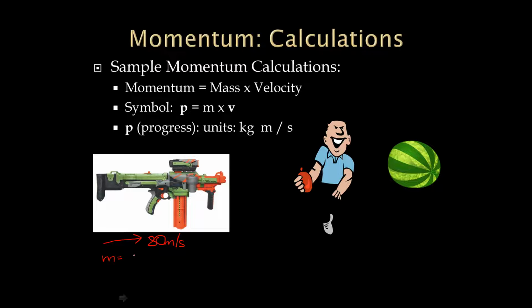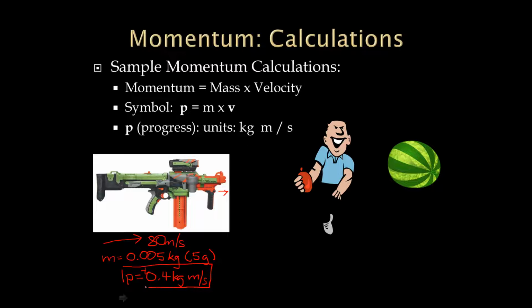And the mass of that would be 0.005 kilograms. It's about 5 grams, about the same as a penny. So the momentum of this would be 0.005 kilograms times 80 meters per second, 0.4 kilogram meters per second. We'll call that a positive quantity because we're shooting this to the right.